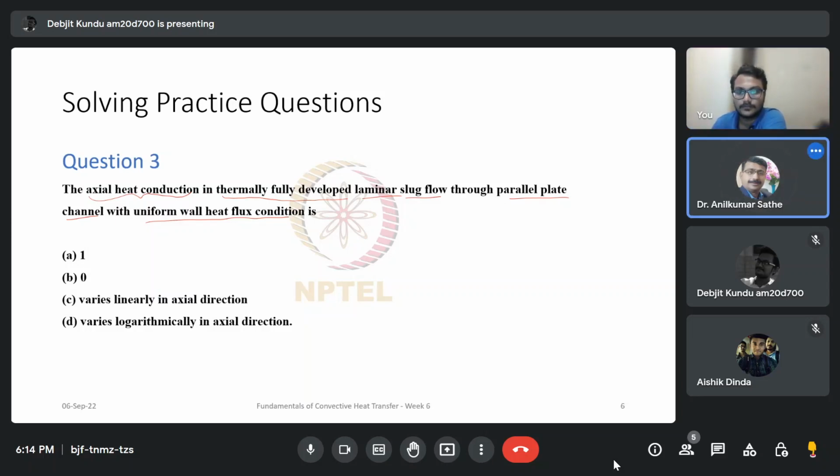0, sir. Okay, one response is 0. Anyone else? 0, sir. So if you look at the solution, indeed 0 is the correct solution. So why is it? Can anyone explain the reason why it is 0?